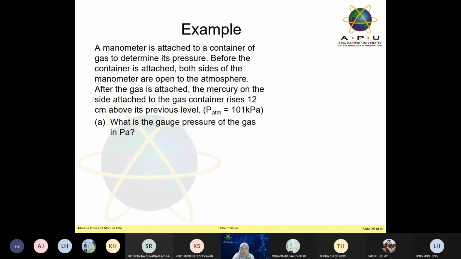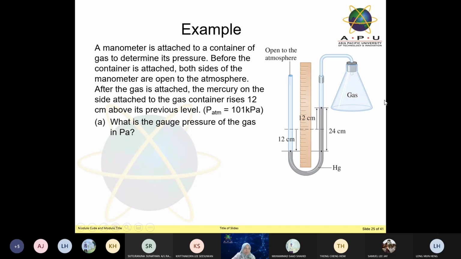After the gas is attached, one area has the gas. The U-tube has two sides, right? So on one we put gas. The mercury on the side attached to the gas container rises 12 cm above its previous level. What is the gauge pressure of the gas in Pascal? So for gauge pressure, we use the formula rho GD. Okay, so this is the picture.